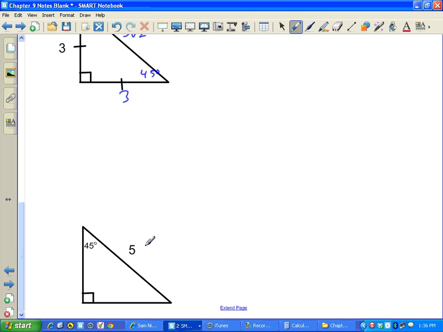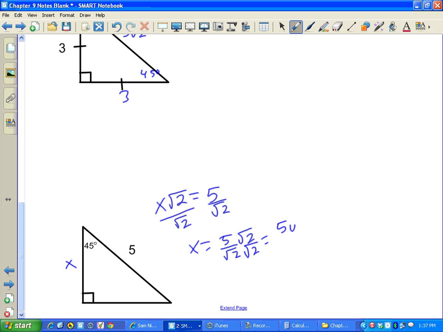Here, they gave me the hypotenuse. Whatever this side is, so let's say x, that means I took x and times it by the square root of 2 to get 5. So if I want to know what x is, I need to divide by the square root of 2. So x is 5 over the square root of 2. I can't have square roots in my denominator, so I have to rationalize. So I get 5 square root of 2 over 2, and that's what x is.